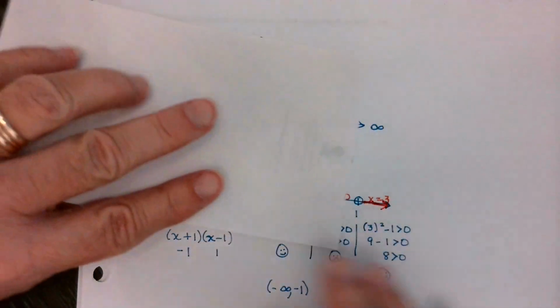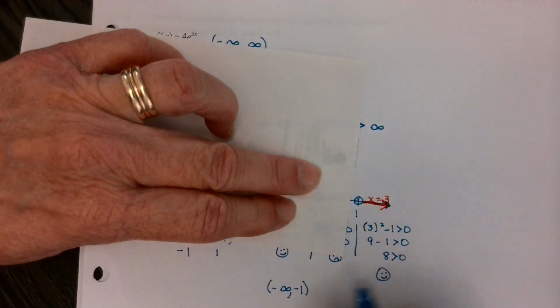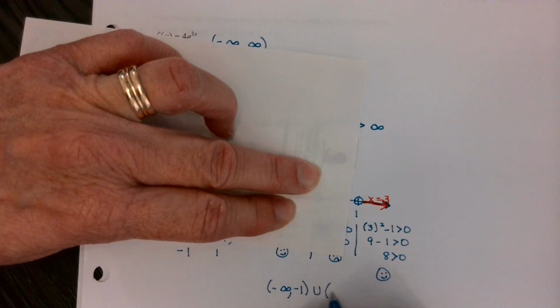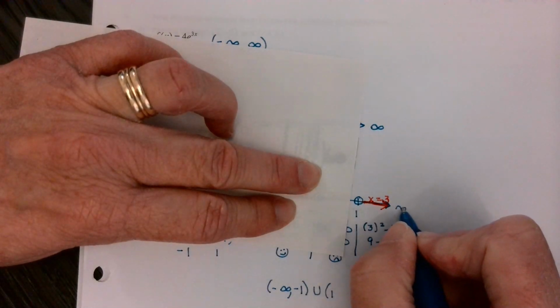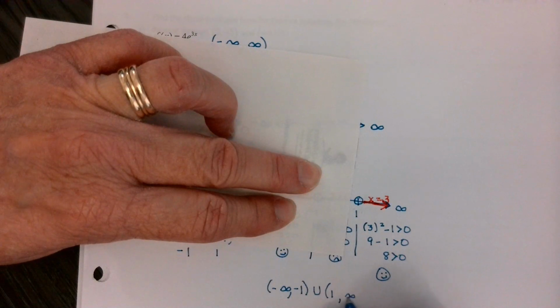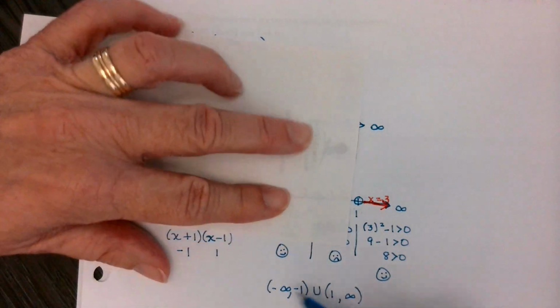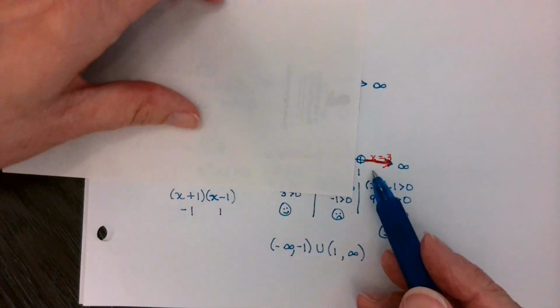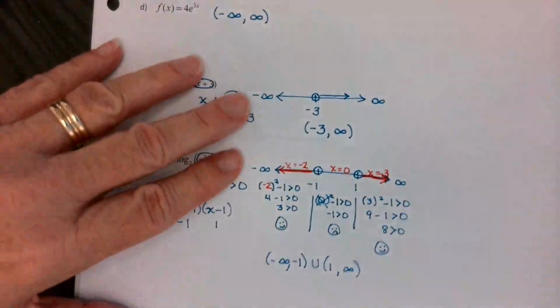Now you just do this one. We start at 1 and we go to infinity. And again, we're using parentheses because they're open circles. Okay, that's it on that.